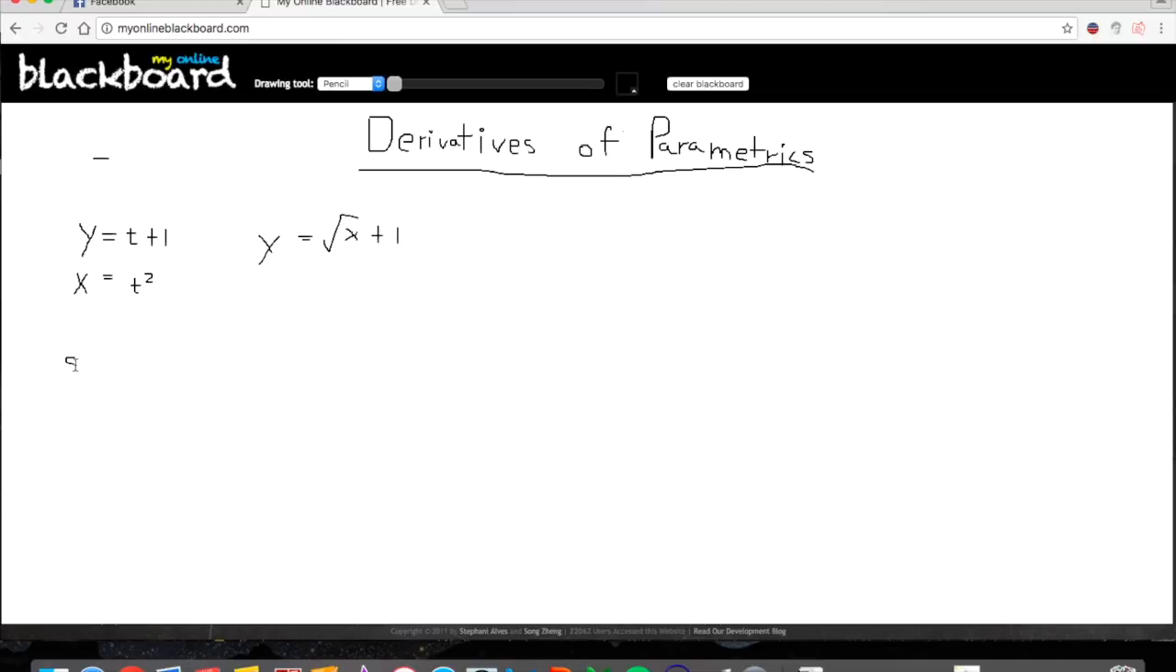And the derivative we're trying to find is dy with respect to dx. Now, it's not going to be as simple as just rewriting it. A lot of the time things are written as parametric equations simply because they're written that way for simplicity, is what I meant to say.